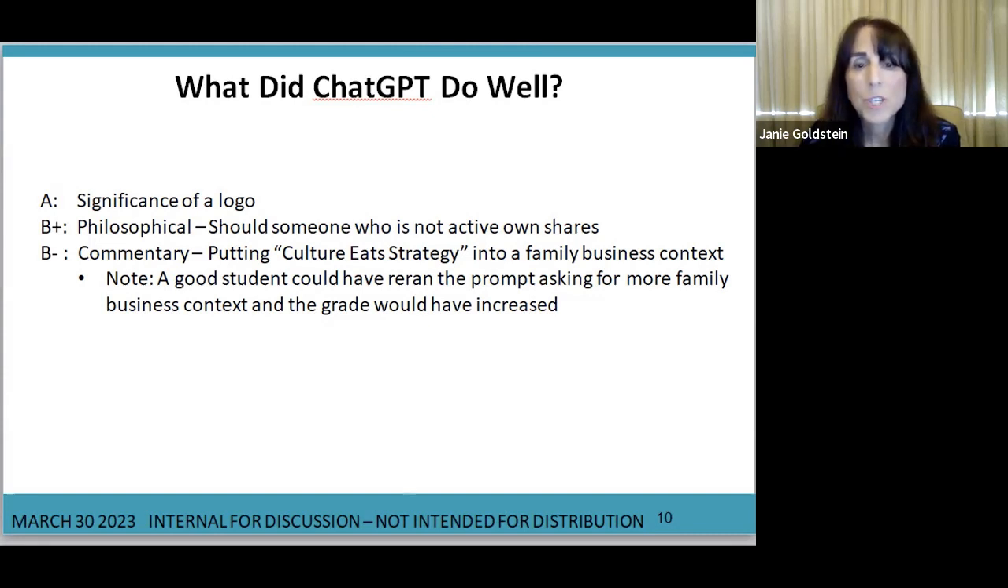There was another question about a quote assigned to someone named Peter Drucker about culture eats strategy for breakfast. And I wanted them to put that into a family business context. And I think with that one, it wasn't great because there wasn't a lot of family business context. But my sense is if someone would have chatted more with ChatGPT, which is something that if you want to get a better response, you probably should do, it would have given a better grade had there been more back and forth, but that is not what I did. So that's why it wasn't a great grade.